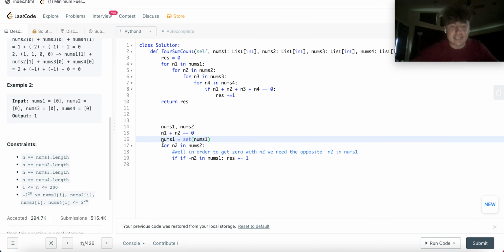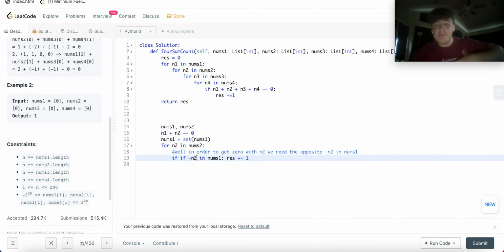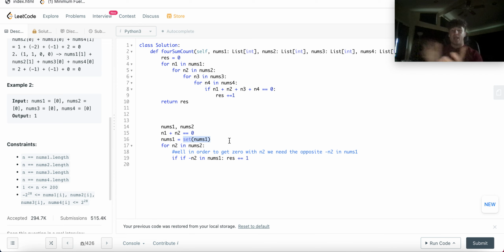So now what I'm saying is I look at all n2 and I say, is the opposite of me in nums1? And instead of taking linear time, it'll now take constant time because I'm converting it to a set where I can do constant lookups, right? So this is a situation where I'm going to leverage data structures that offer me improved runtime complexity in order to optimize the runtime of my solution, okay?